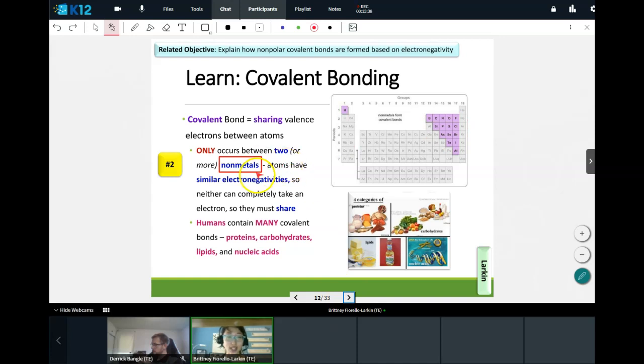They're very important. This is number 2. Go ahead and fill in the blank with the word nonmetals. Only the word nonmetals. Make sure you spell it correctly. 20 seconds to raise your hand.